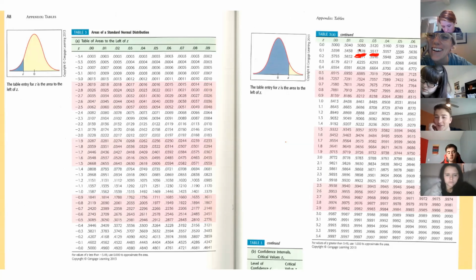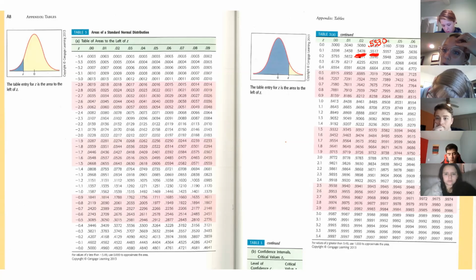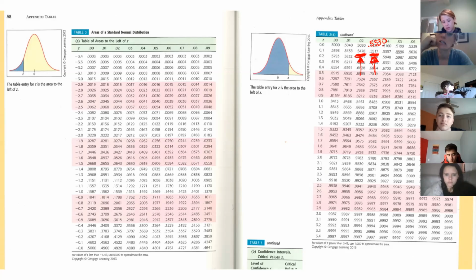I don't know the actual reason. Here's one, how about this? If this was 0.5530, let's say that, and this one was 0.5478, would you still pick this one? No, I don't know. Okay, think about it. Is it just whichever is closer? Yes.